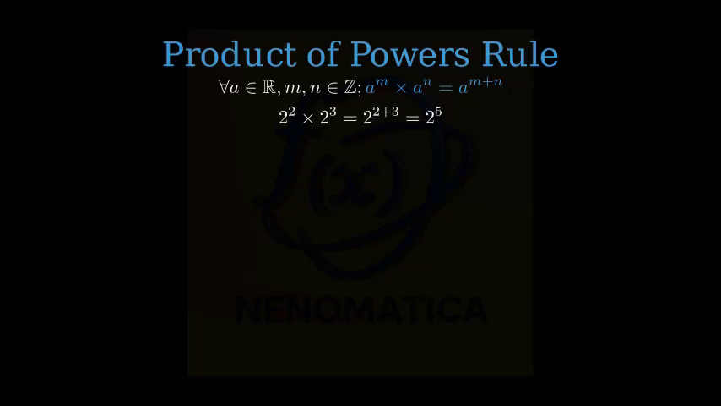Suppose we have 2 squared times 2 cubed. Using the product of powers rule, we can add the exponents. 2 plus 3 equals 5. So 2 squared times 2 cubed equals 2 to the 5th power. Now, let's prove why this rule works.